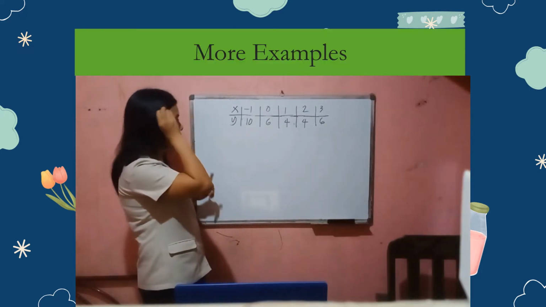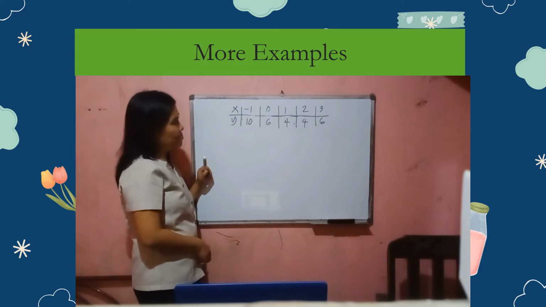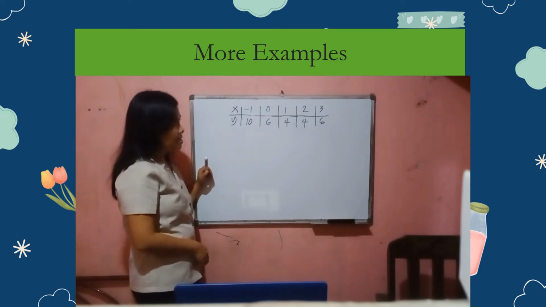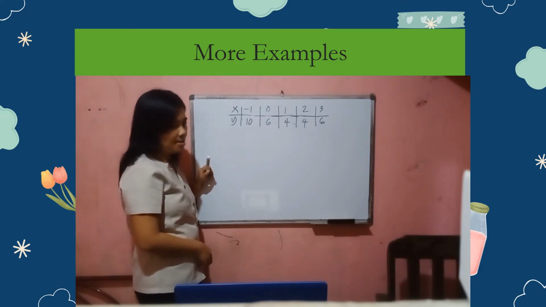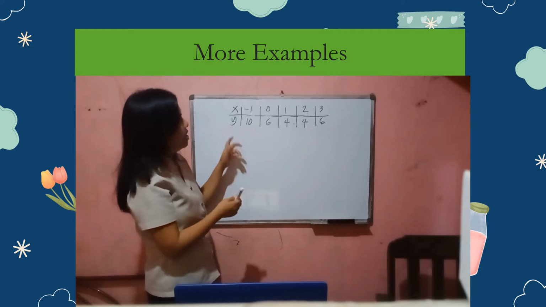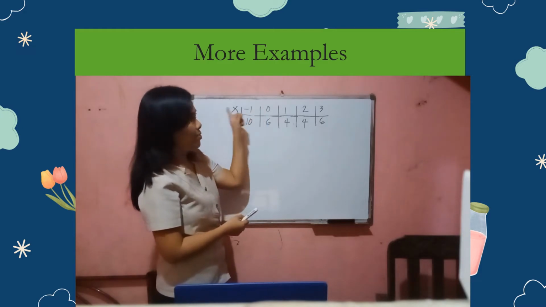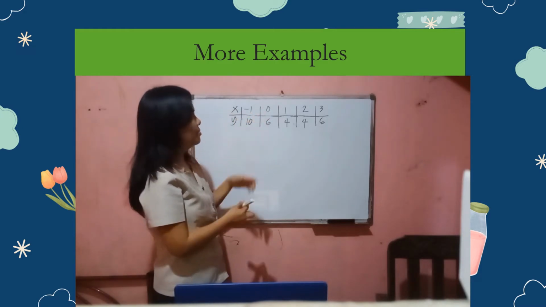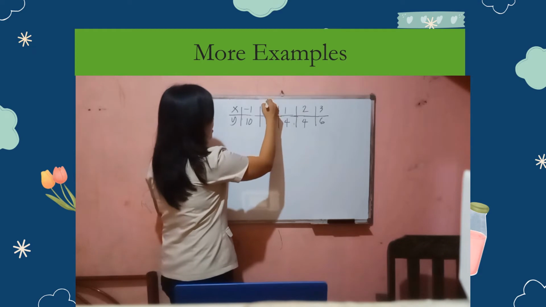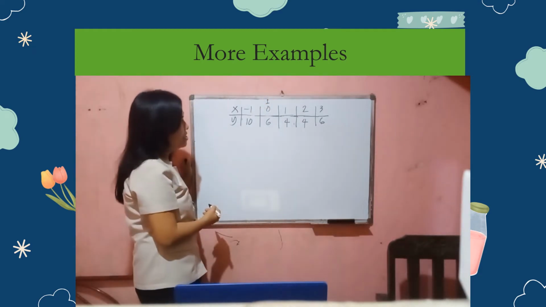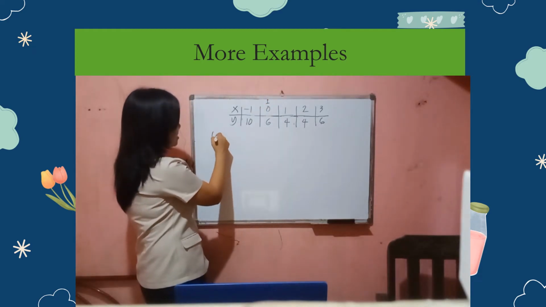Okay. Another example. Examine the table. Then, choose 3 sets of ordered pairs. Ngayon, yun muna, sa x ka mag-focus. Pag nakita mo si 0, gamitin mo na kagad yan. That's the tip. Okay, so 0, 6.